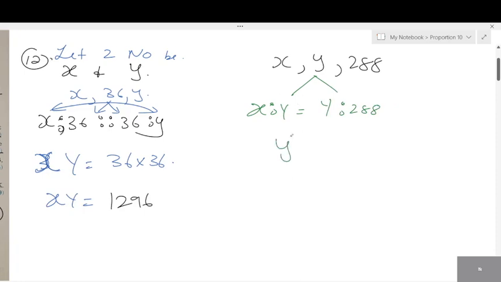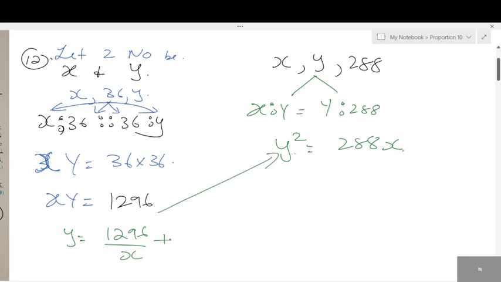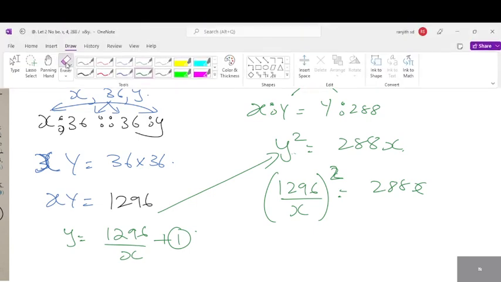Third proportion, write 288 in the last. Then you get y square. x into y square is equal to 288 x. So we'll do one thing: from the first equation, take the value of y. y is equal to 1296 divided by x. This will be substituted here. If I take y, 1296 divided by x, whole square is 288x. Isn't it getting tough? It's getting tough to square 1296.